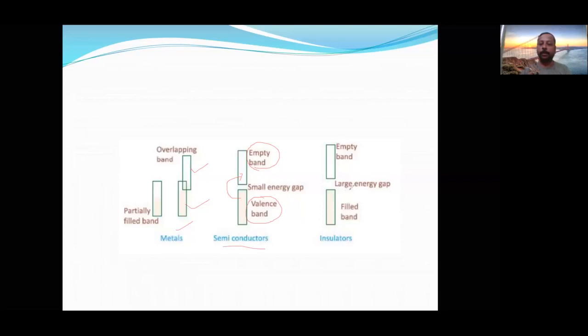And in an insulator there is a large gap between the valency band and the empty conduction band, so there is no chance of jumping. Therefore, the conduction band is always going to be empty in the insulator. That's why they are always insulators. They do not conduct electricity.